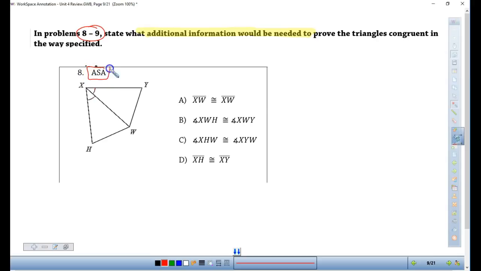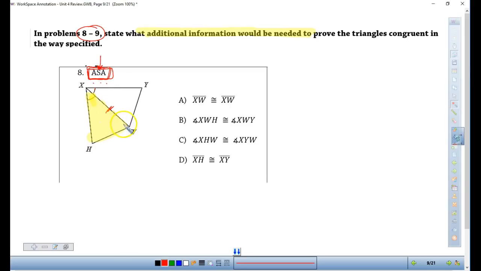So number 8, they're telling us it has to be angle, side, angle. We always mark a shared side. That's just a given. So if we look at one triangle, doesn't matter which one, what we have so far is an angle and a side. One angle on one side. So what we need is an angle, a side, and an angle. And so we're missing an angle, and it has to be in the place that would cause the side to be in between the two angles.